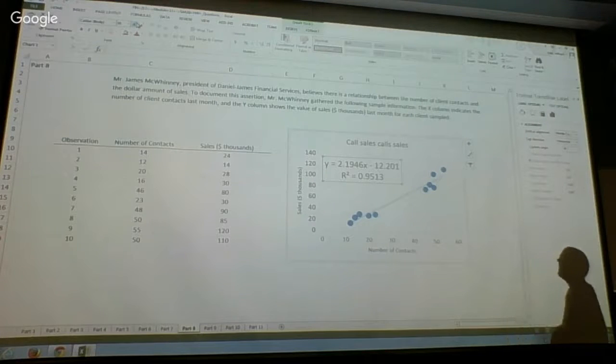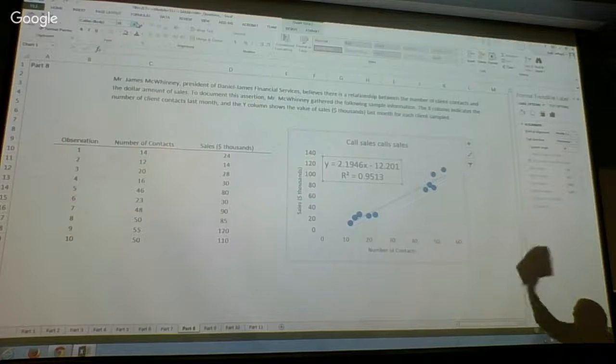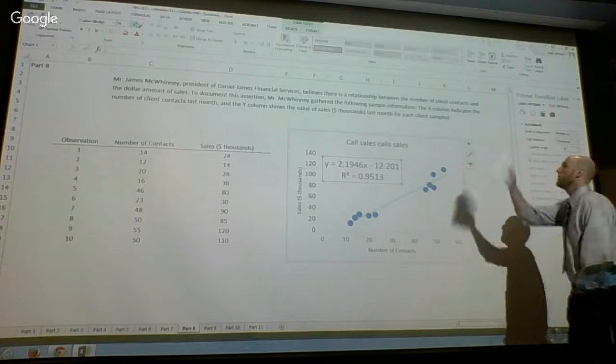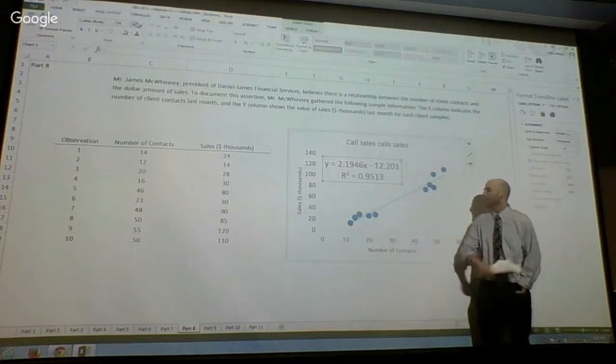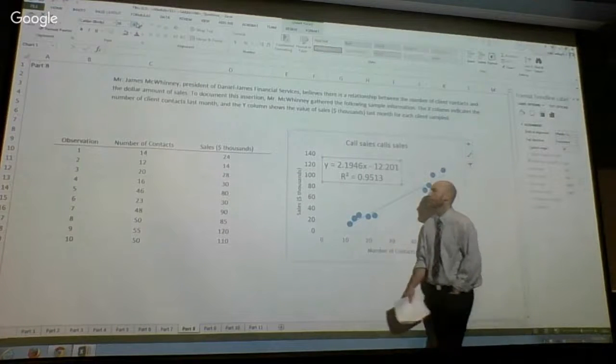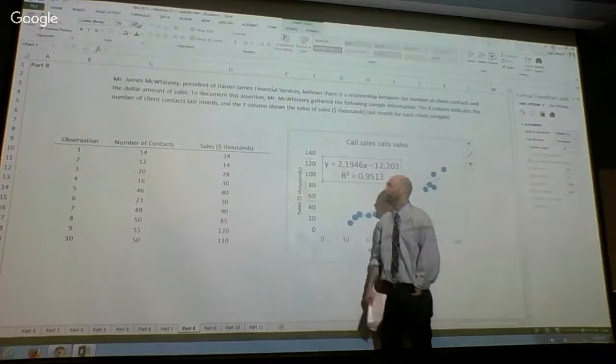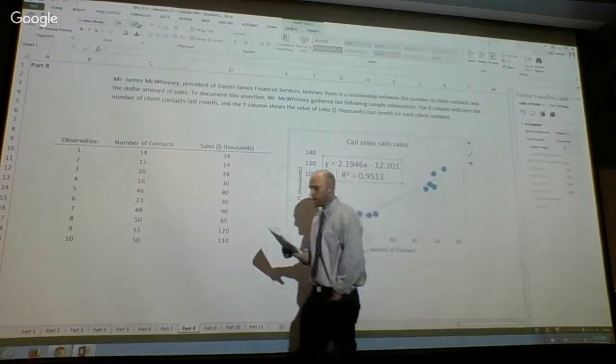All right, we're going to talk about what the Daniel McQuinney Financial Services Program believes. A relationship exists between the number of client contacts and the dollar amount of sales. To document this assertion, Mr. McQuinney gathered the following sample information. The X column indicates the number of client contacts last month, and the Y column shows the value of sales last month for each client sampled. The number of contacts, the number of sales. One of those is the independent, one of those is the dependent variable.